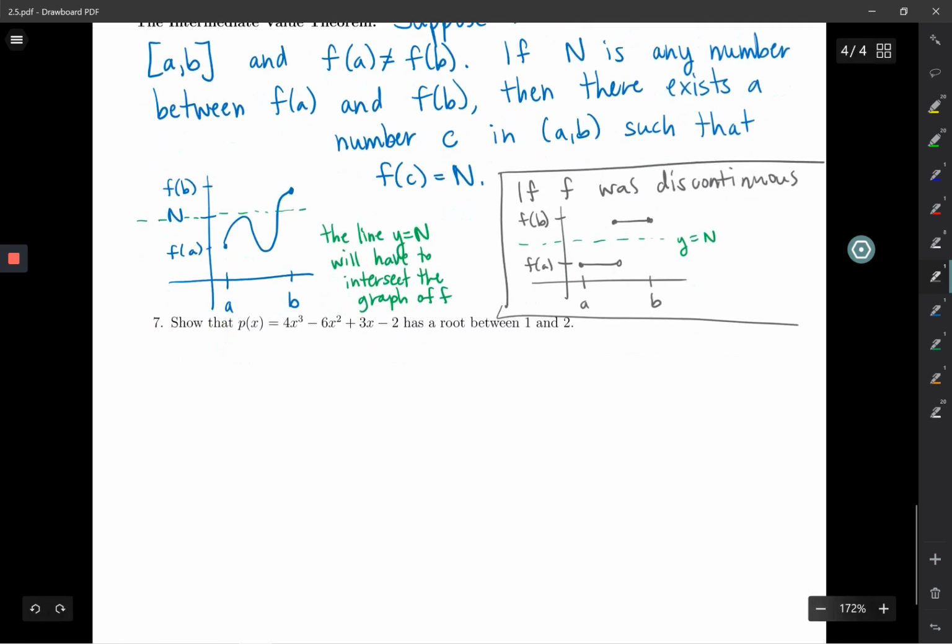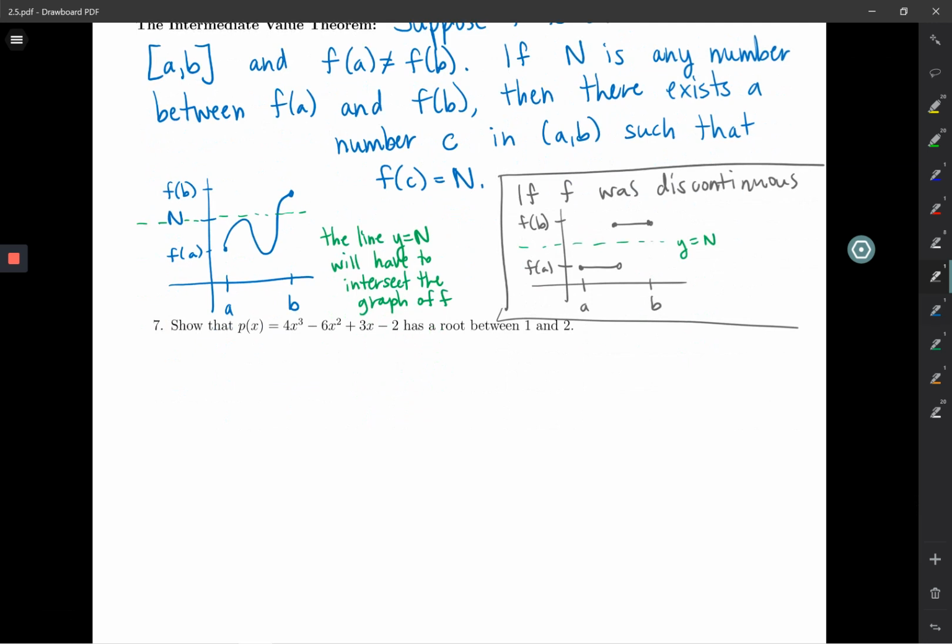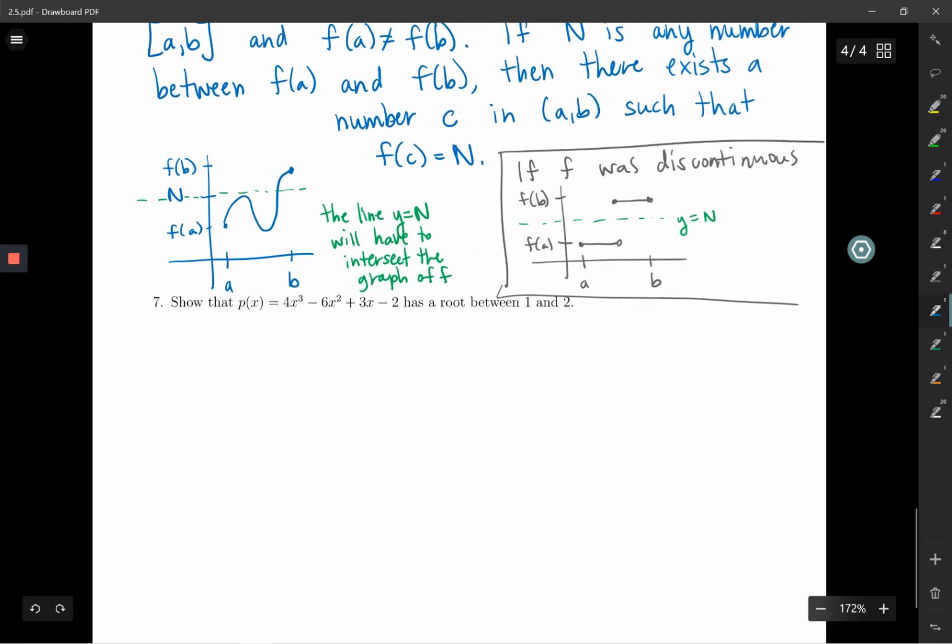Okay, so let's do an example of applying this. So this says we're given this polynomial, so it's 4x cubed minus 6x squared plus 3x minus 2, and we want to show it has a root between 1 and 2.